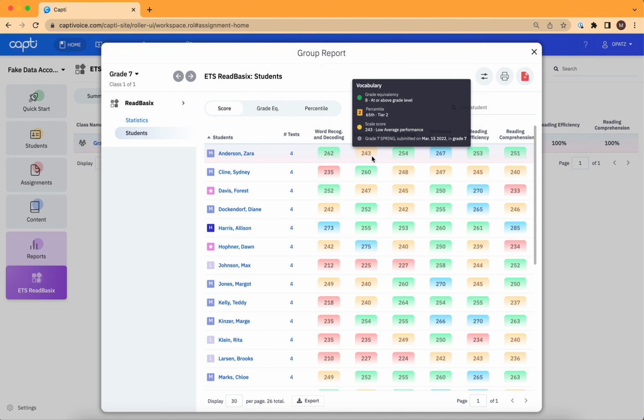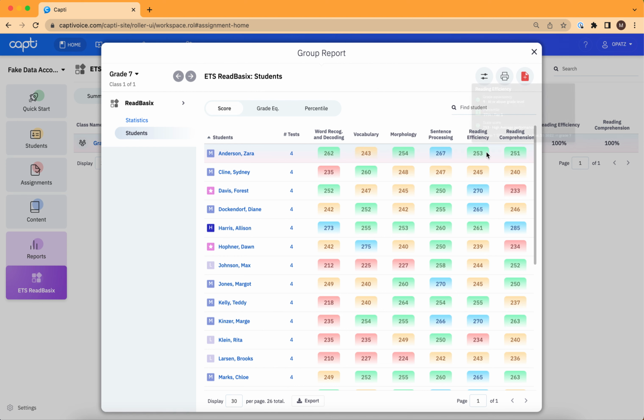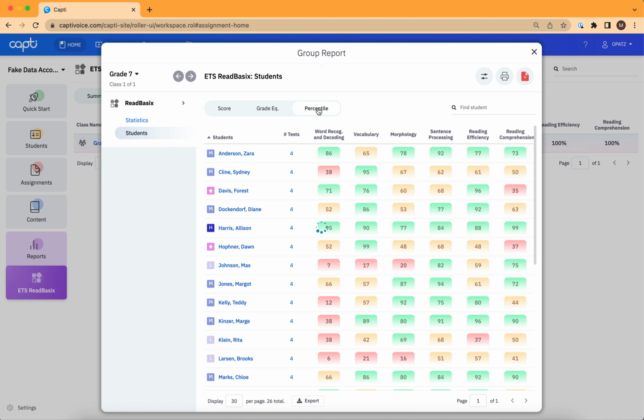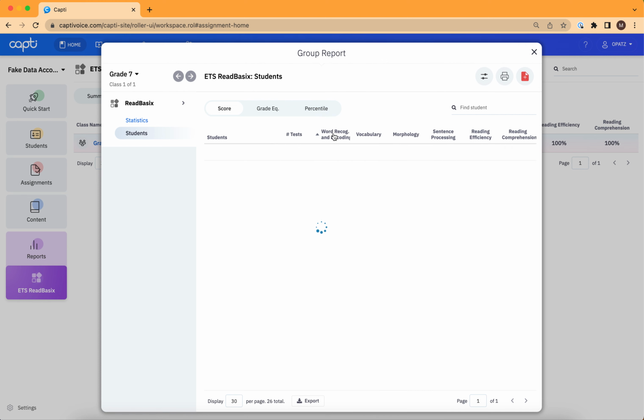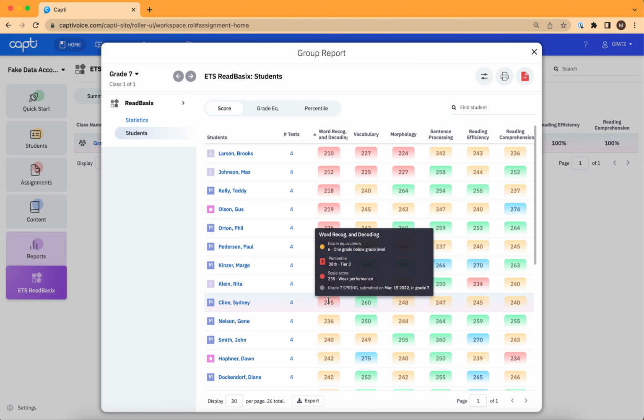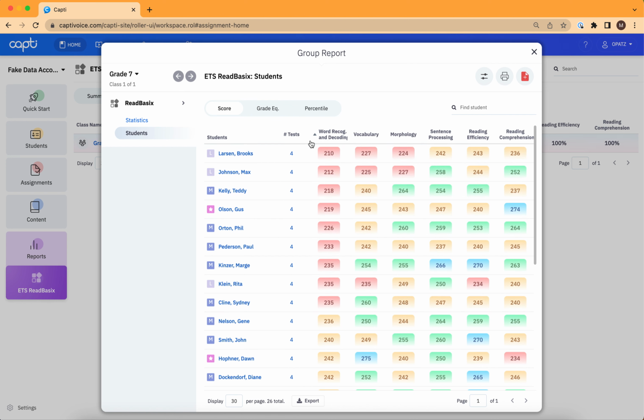So I get this scale score for each of the subtests. I can also change this to grade equivalency to look at it that way, or their percentile to also see how their scores are matching up when compared to other students who have taken the test nationally. So if I look at the score again, I'm going to use the sorting feature to really see how could I use this to say who I can group together.